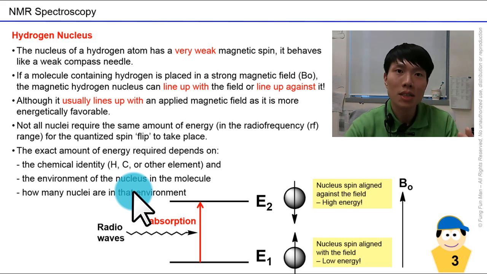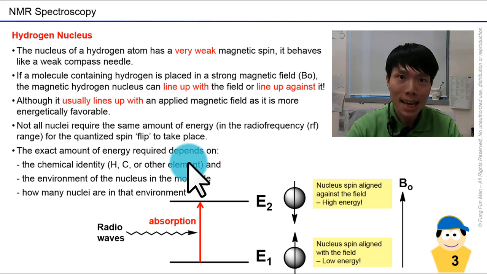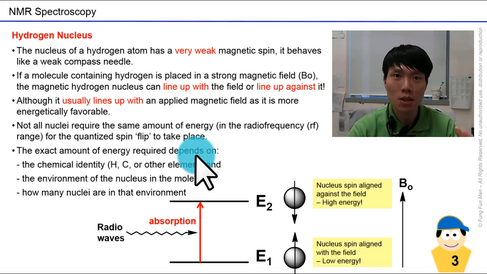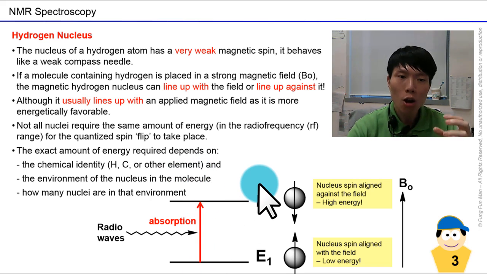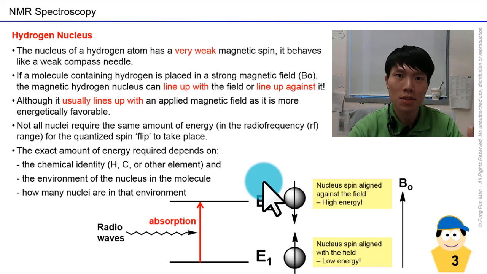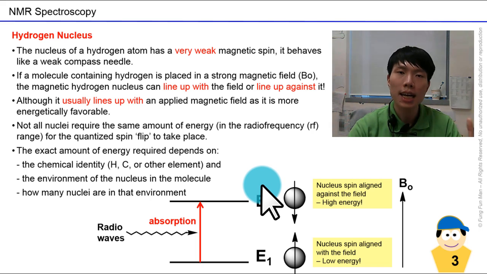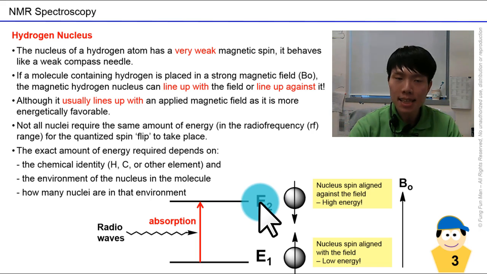So the hydrogen in a methane molecule, CH4, is going to be in a different environment from the hydrogen in acetone, propanone, with a C=O double bond. And the amount of energy also depends on how many nuclei are in the environment. If I compare the simplest alkane, methane CH4, against propane, C3H8, the amount of energy differs as well.